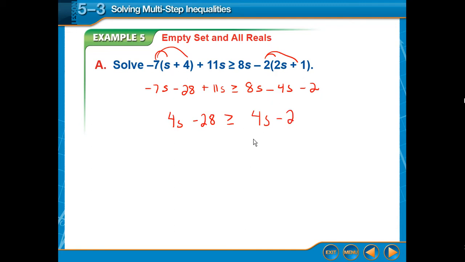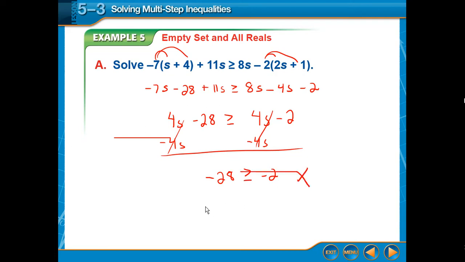If I want to get my s's together, I'm going to subtract 4s from both sides. They cancel on both sides. So I get negative 28 is greater than or equal to negative 2. If you get to the end of this and it's not a true statement, negative 28 is not greater than negative 2. Negative 28 is more to the left on a number line. So this is not a true statement, which means that there is no solution, or that the solution is an empty set.